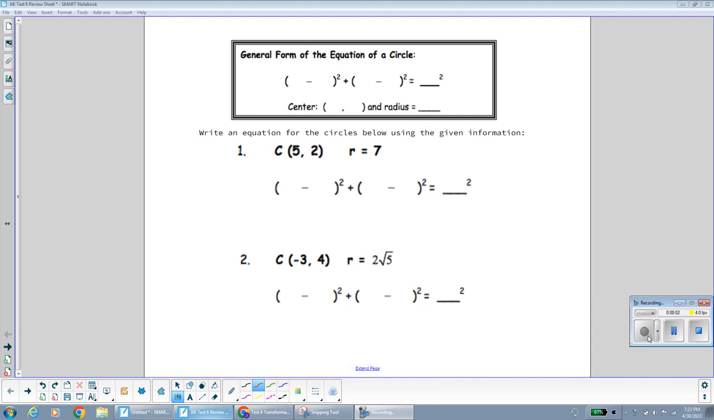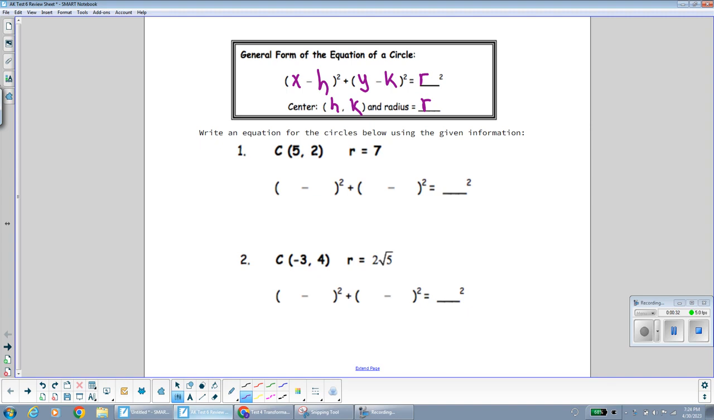In this video, we're going to talk about circle equations. So the general form of the equation of a circle is (x - h)² + (y - k)² = r². The center is the point (h, k). So h represents the x coordinate of the center of the circle, k represents the y coordinate of the center, and r represents the radius of the circle.